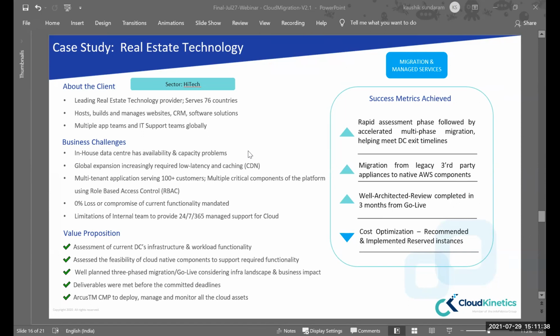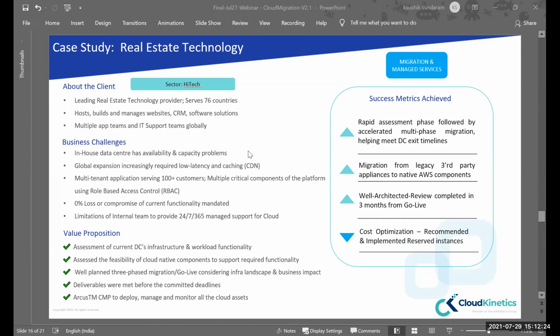But they had their own set of challenges. The first business challenge: they had all their applications hosted in their in-house data center, and they had a lot of issues with infrastructure outages caused by network connectivity or power availability. Adding to that, global expansion was in progress, which requires applications to load at a very low latency, and they were also looking at caching techniques like a content delivery network (CDN).